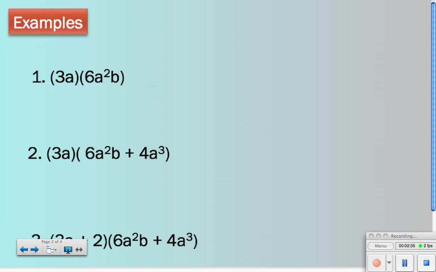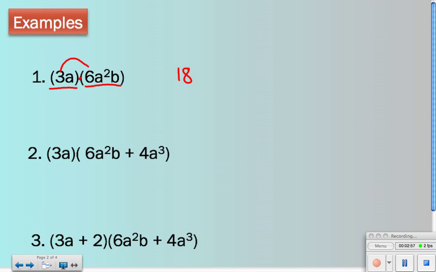Alright, so let's try some of these problems. First off right here, what you want to look at is that you have a monomial multiplied by a monomial. They're just asking us to multiply these together. 3 times 6 is 18. A times a squared is a cubed, because I add. This is really a 1 right there. And then this little old b has got nobody to multiply together with. So that's your final answer.